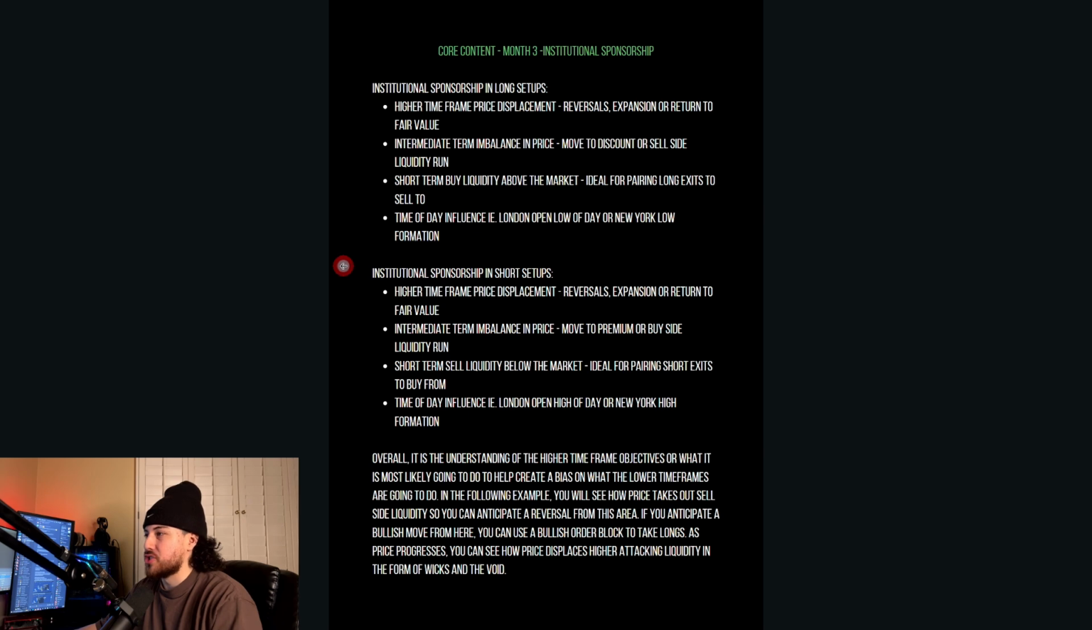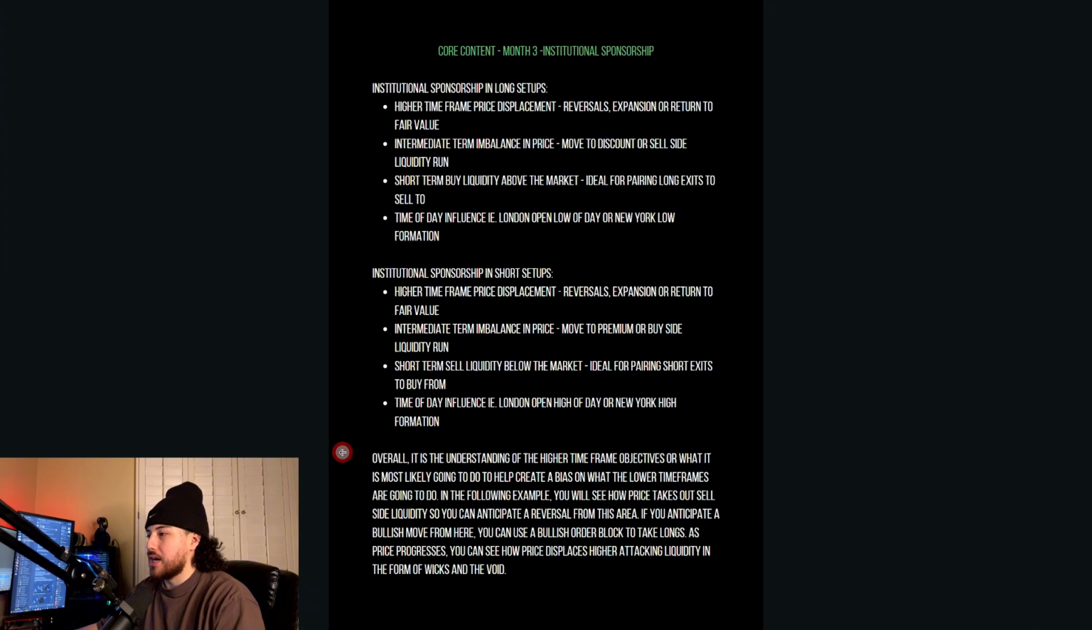Institutional sponsorship in short setups: higher time frame price displacement, reversals, expansion, or return to fair value, intermediate term imbalance in price, move to premium or buy side liquidity run, short term sell liquidity below the market, ideal for pairing short exits to buy from, and time of day influence, for example, London open high of day or New York high formation. So exact same thing as the one before, but in this case, the inverse. If you see price doing one of these things, this will actually be great to look for short setups because the institutions are sponsoring these short setups.